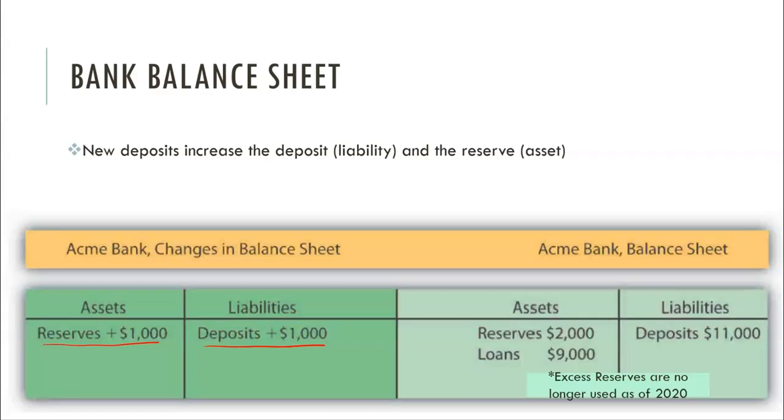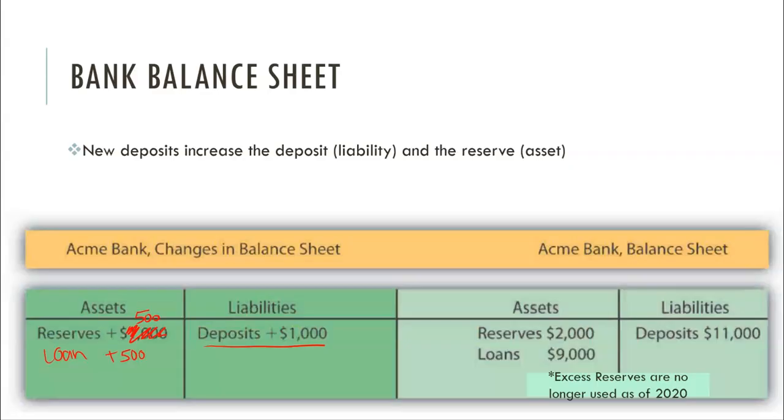Now, the bank can then take those reserves and use them for other things. So maybe the bank decides they only want to keep half of that money in reserves. Okay, so they want to have $500 in reserves, and then they're going to create a new loan of $500. So we still have $1,000 on the asset side and $1,000 on the liability side.